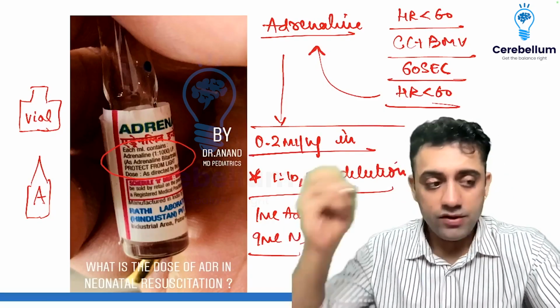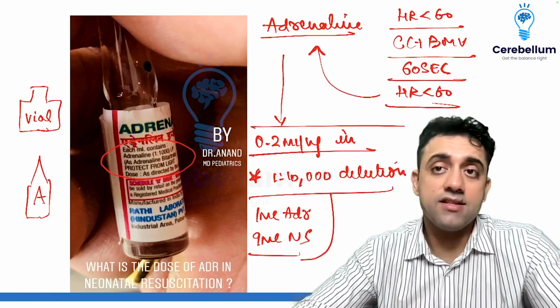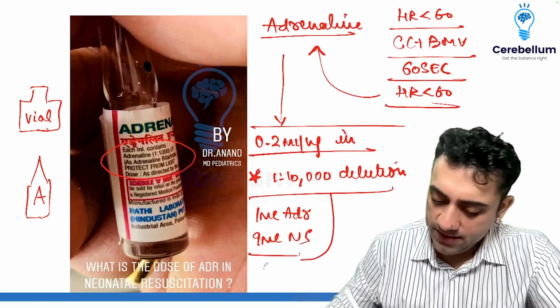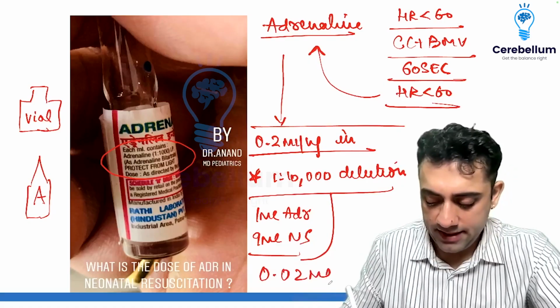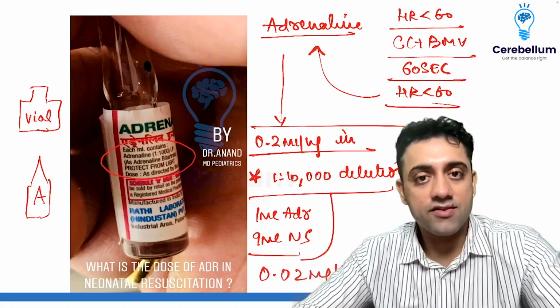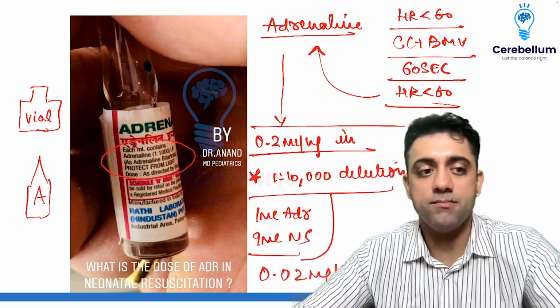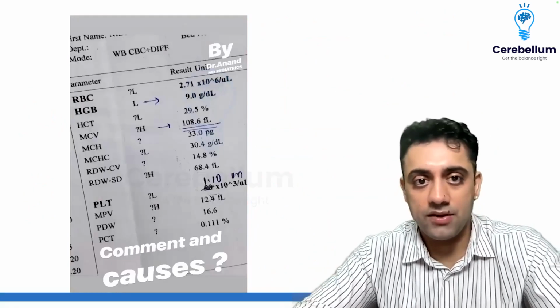Of that, you will take 0.2 ml per kg. Some books have asked in mg per kg also. So 0.2 ml per kg means 0.02 mg per kg. So in mg per kg, if I ask you the dose of adrenaline in neonatal resuscitation, it will be 0.02 mg per kg in 1 is to 10,000 dilution.